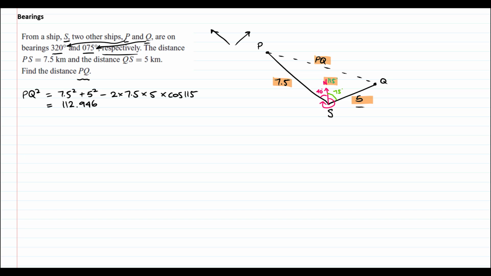Now don't be afraid to be a little bit worried here. How could it be that that's 5, that's 7.5 and this is 112? But of course now we recognise, and it's a very common mistake to forget to do this, that we have to take the square root. So it's equal to the square root of 112.946, and that of course is equal to 10.63 kilometres.